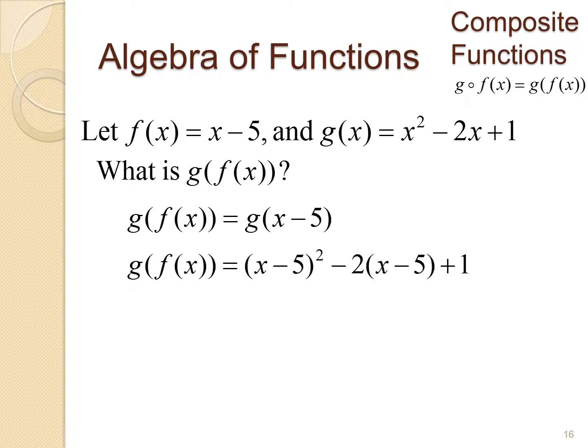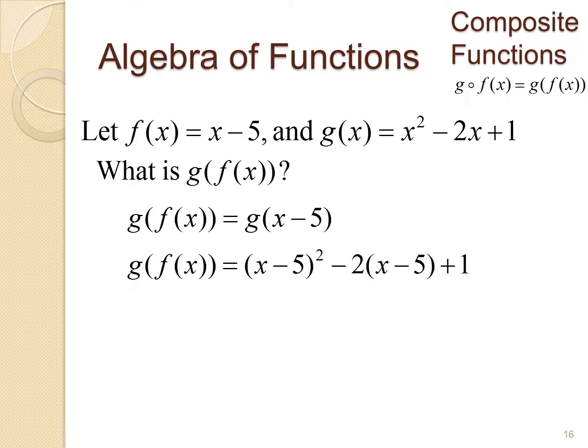So when we do that, it's x squared. So you put the entire x minus 5 in place for x, and then you square it. So using the parentheses is always helpful with this. It becomes x minus 5, the quantity squared. Minus 2, again, we're replacing x with x minus 5, and using the parentheses is helpful. So negative 2 times x minus 5. And of course the plus 1 is still there because g of x ends with plus 1.